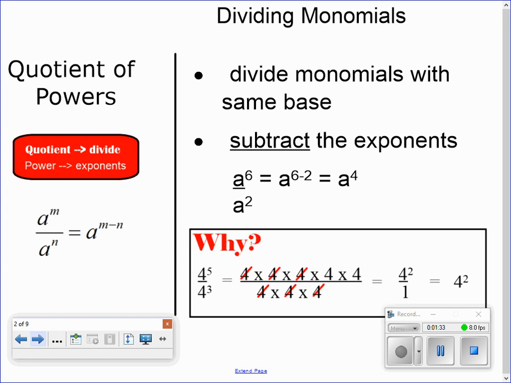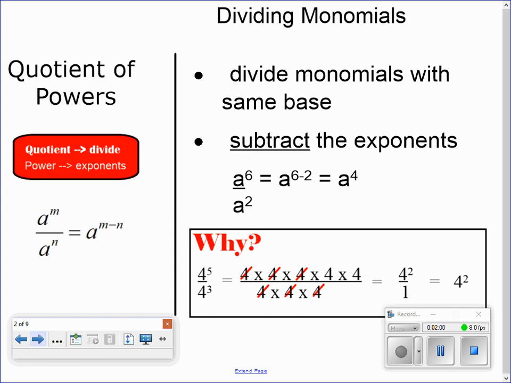So we have 3 4s that will eliminate with 3 4s on the bottom, leaving us with 2 4s on the top, which would just be 4 squared. 4 times 4 is 4 squared over, remember the bottom went away, but anytime the bottom completely cancels out, what we're left with is not 0. What we're left with is really 1. So we end up with 4 squared over 1, which simplifies down to just 4 squared.